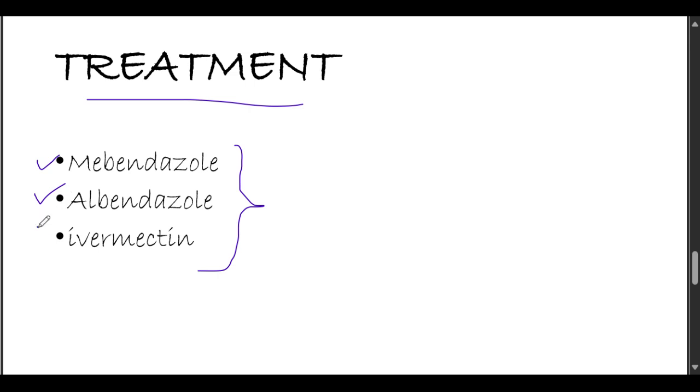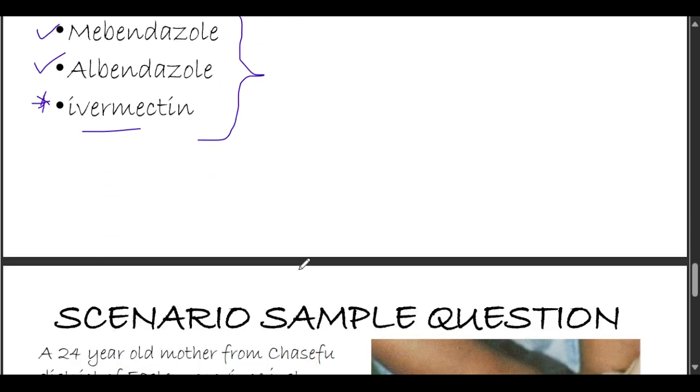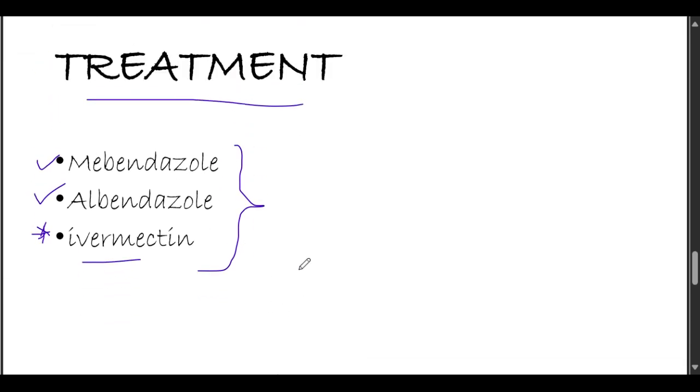Then we can also utilize ivermectin. This ivermectin is safe, but it is less effective. So that was it with Trichuris trichiura.